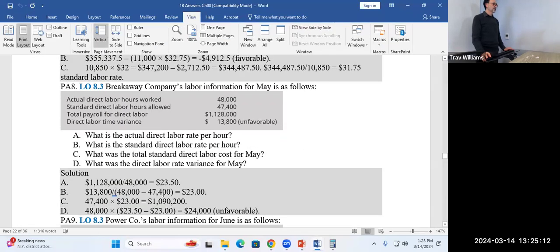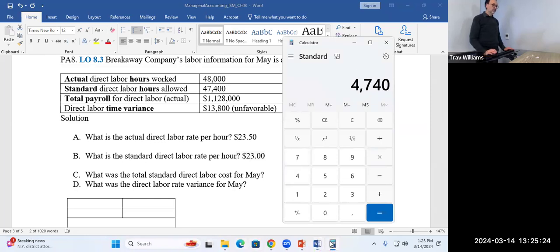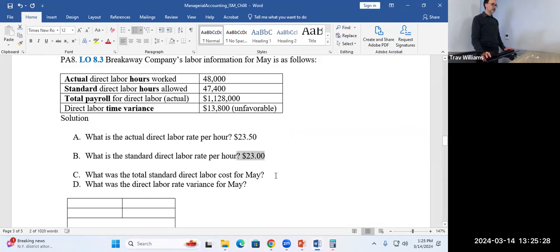Problem 8. So 47,400 was the standard. So you're right. Okay. So we're just taking the standard hours times the standard rate, which is 1,090,200. Okay.